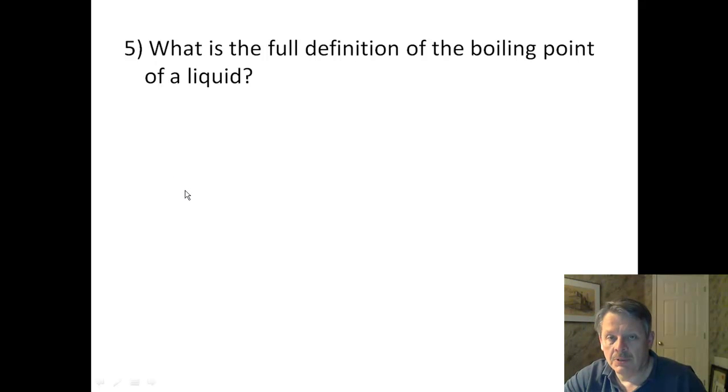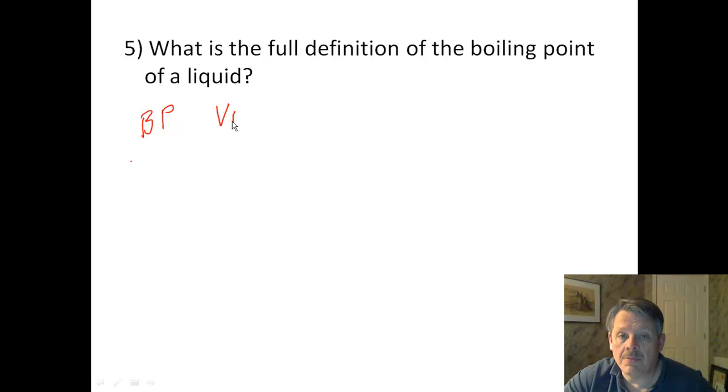What's the full definition of a boiling point of a liquid? Well, the easiest thing to remember is that the boiling point is where the vapor pressure of the water is equal to the atmospheric pressure. Typically that's going to be 760 millimeters of mercury, and the vapor pressure is also 760 millimeters of mercury for the water.